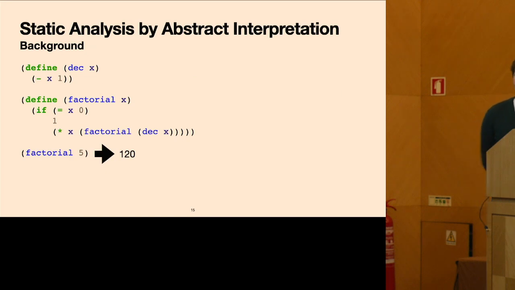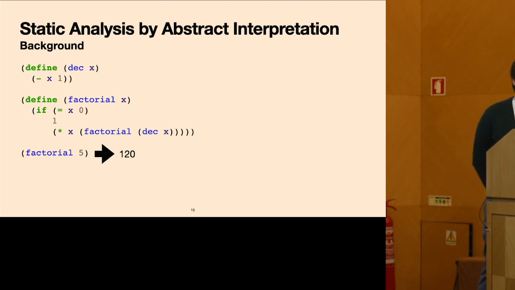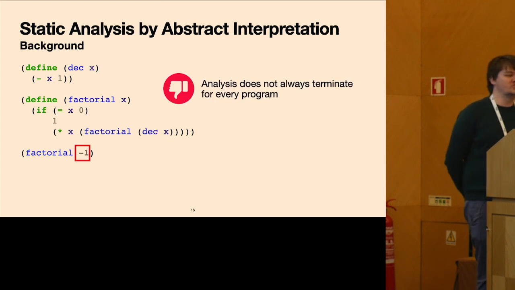To do this, I would like to give some background on how we perform our static analyses. So again, our factorial program, what does it do? Well, it computes the factorial, and for the number 5, when we execute this in a concrete interpreter, we get the value 120. However, this program does not always terminate for all inputs. For example, if we give it -1, our end condition is never reached.